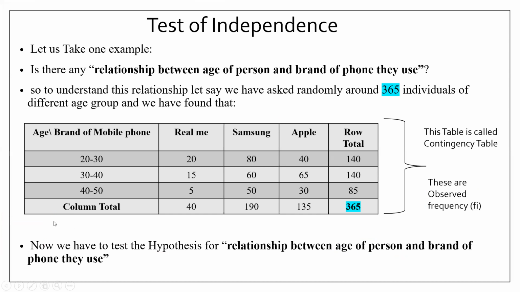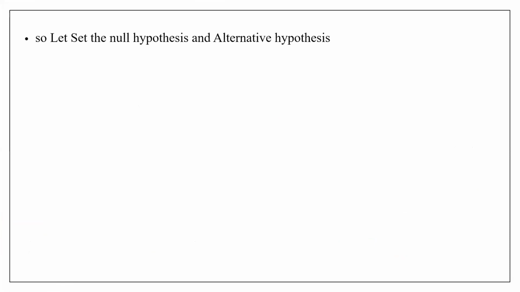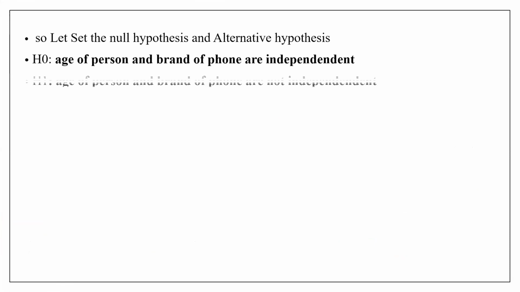Now, to test this hypothesis, let us formulate our H0 and H1. H0 will be: age of person and brand of the phone are independent. Always take your null hypothesis as independent. It means in the null hypothesis you are saying that the age of the person and the brand of the phone have no connection at all. But your alternative hypothesis will be the reverse, in which the age of the person and brand of the phone are not independent, or we can say dependent. So hypothesis formulation is simple.